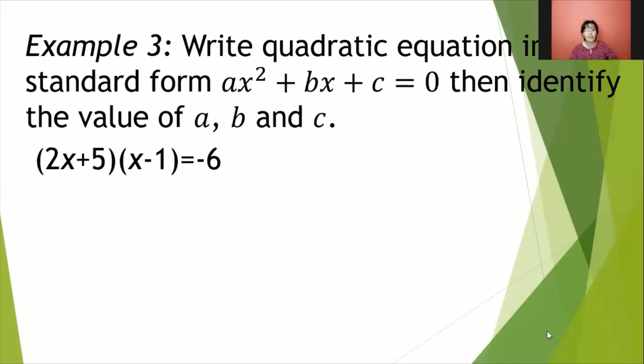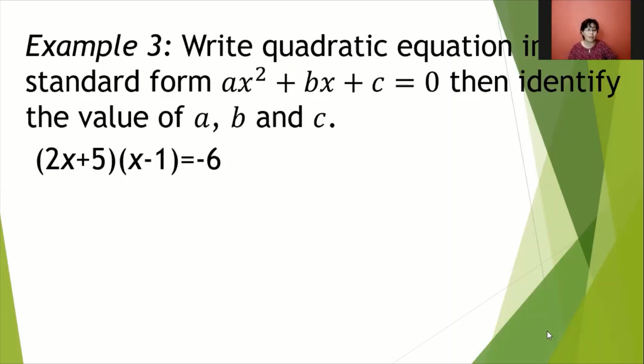Now, example number 3. The same holds true with number 2. Write the quadratic equation in standard form, ax squared plus bx plus c is equal to 0. Then identify the values of a, b, and c. Again, you have to analyze the given mathematical equation. And that is 2x plus 5 times x minus 1 is equal to negative 6. 2x plus 5 is a binomial multiplied by the other binomial, x minus 1. Obviously, we have to use the FOIL method.